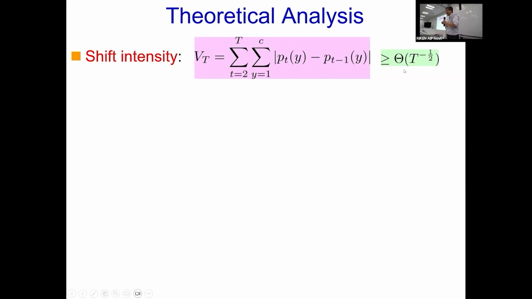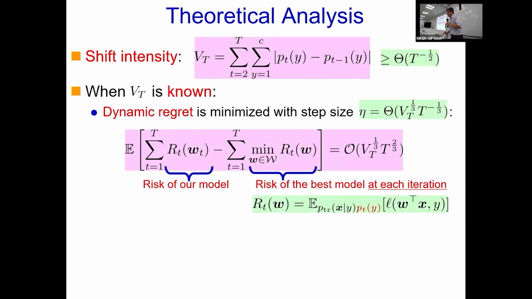Then we need to really take care of the distribution shift. Suppose we know this shift intensity Vt exactly. Then the optimal step size is given by this quantity, and the dynamic regret achieves this value. Here, Rt(wt) is the risk of our model at time t, and Rt(w mean) is basically the best model at each iteration. This difference is summed over all t, and it's expected. So this is dynamic regret, and this value is achieved for the optimal step size.